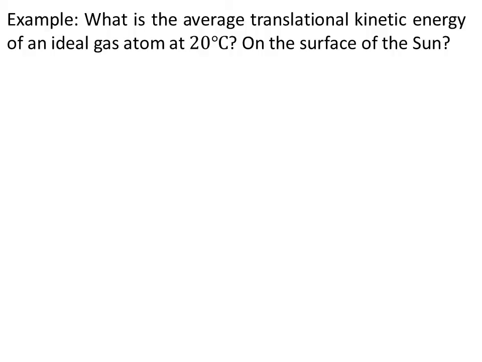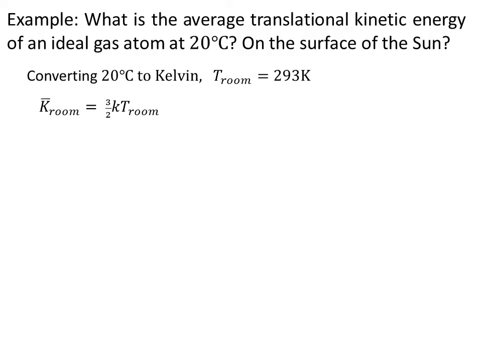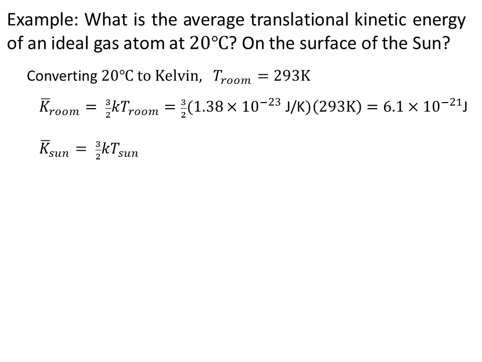Let's look at an example with respect to the average translational kinetic energy of an ideal gas atom at room temperature, or 20 degrees C, and then again we'll look at that atom on the surface of the sun. Well, we have to convert 20 degrees C to Kelvin, so the room temperature is equal to 293 K. The average translational kinetic energy is equal to 3/2 k times T room. Plugging in the numbers, we find that this kinetic energy is equal to 6.1 times 10 to the minus 21 joules.